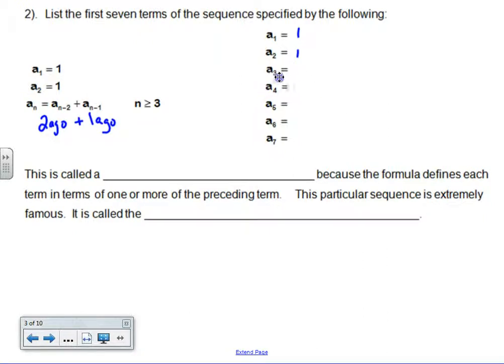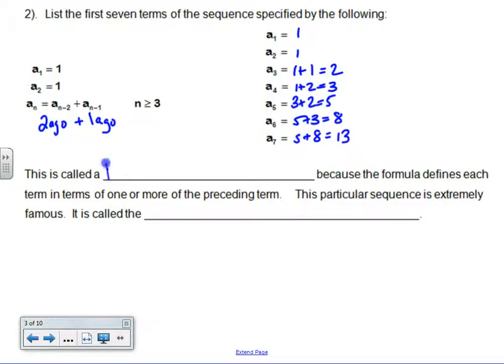So for instance, a sub 3 would be my second term, which is 1, plus my previous term before that, a sub 2. A sub 4 would be my 2 previous terms before him, so 1 and 2. A sub 5 would be the 2 previous terms before him. 3 and 2 is 5. A sub 6 would be the 2 previous terms before him, so 5 and 3 is 8. And a sub 7 is 5 and 8, the 2 previous terms, which is 13.